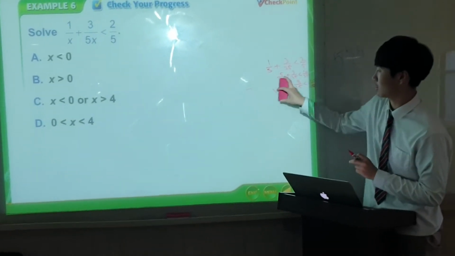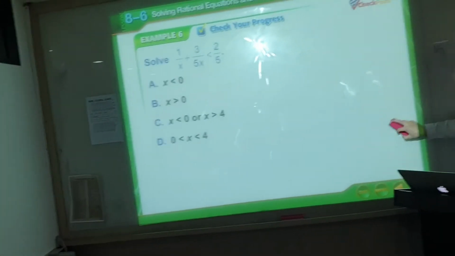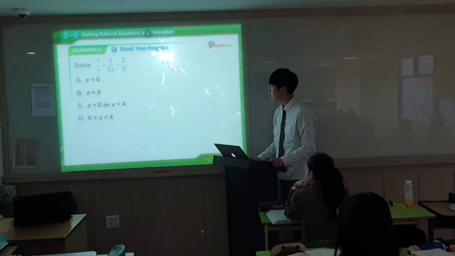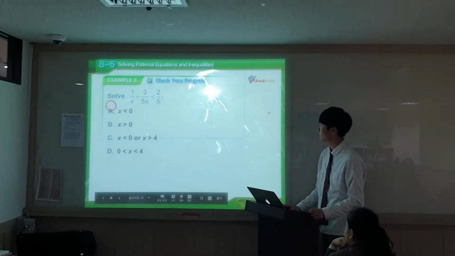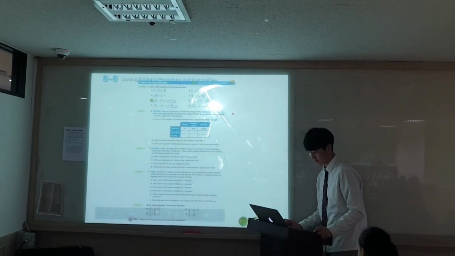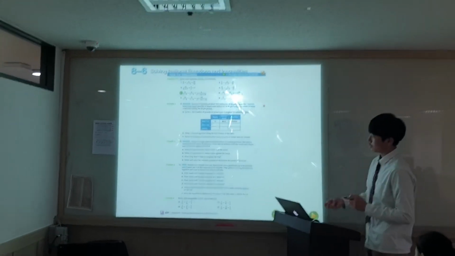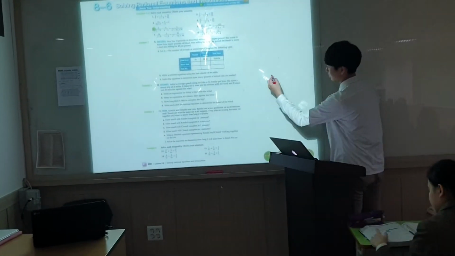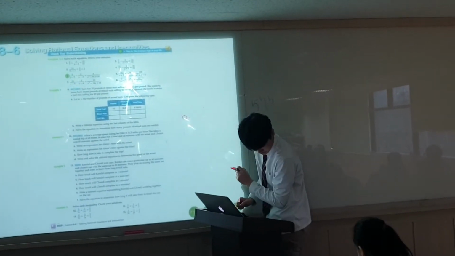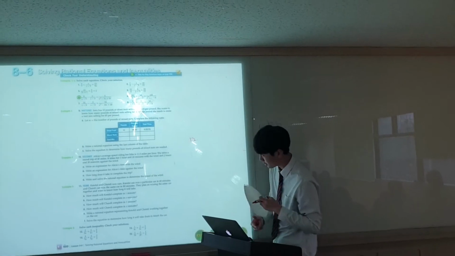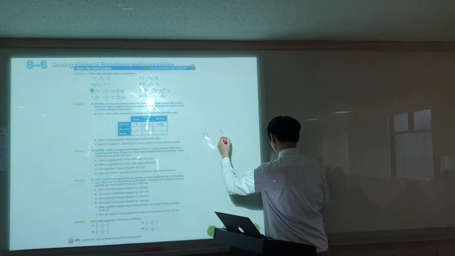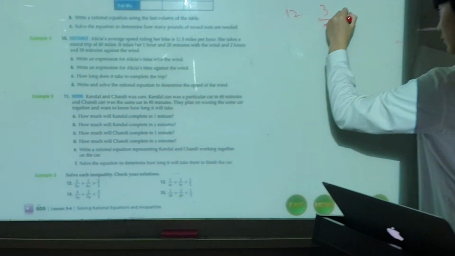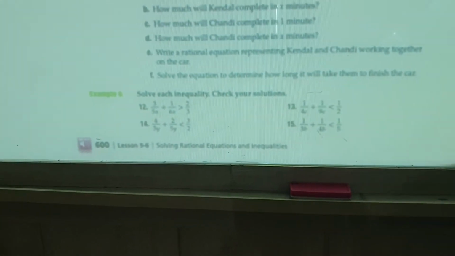And then I also pick 2 more questions in the textbook. Two more, but I will choose 12 here. So 12 looks like plus 1 over 6x. It's bigger than 2 over 3.